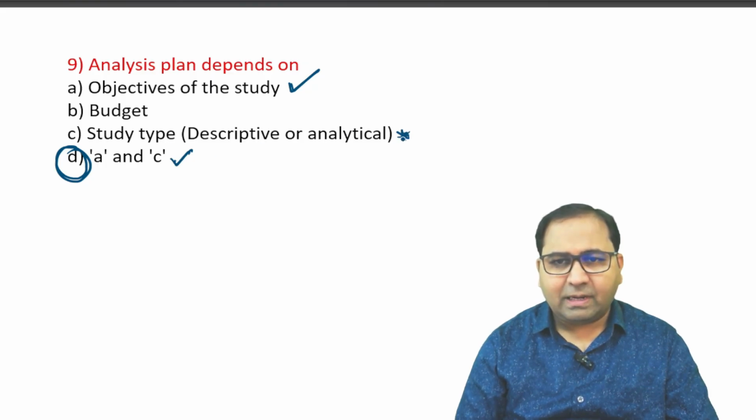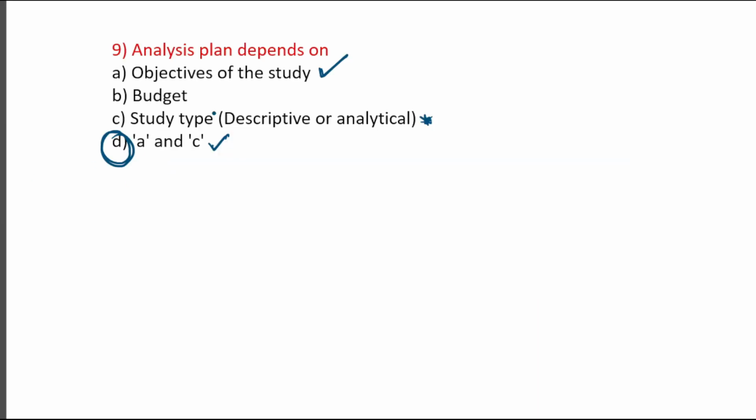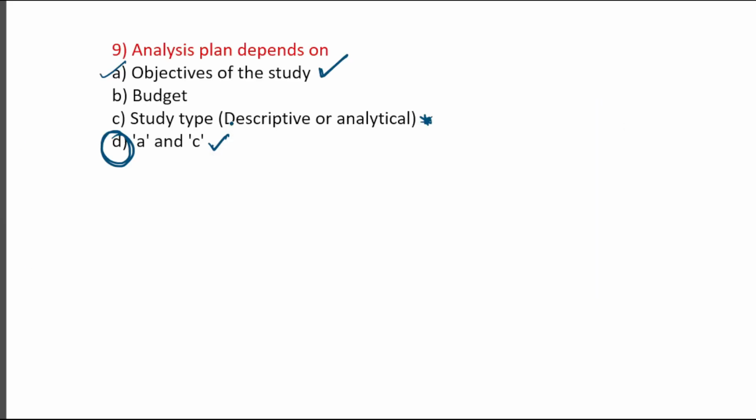What does A say? A says regarding the objectives of the study, and C says the study type, that is both descriptive and analytical. The question was that analysis plan depends on what? So they have directly mentioned this as a question. The analysis plan depends on objectives and then the study type. Study type has both the descriptive and analytical. So we got the answer for our question.